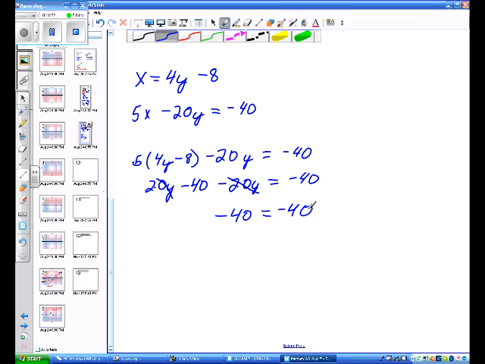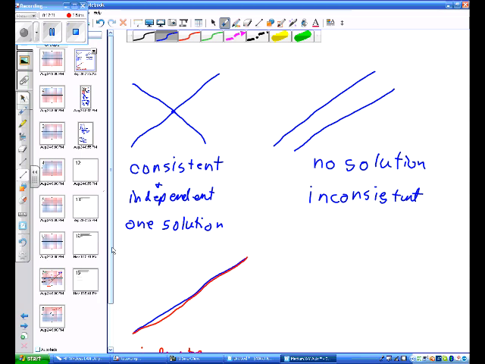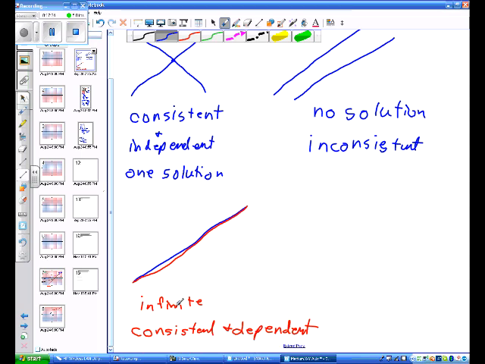Well, we're supposed to solve for a variable, and we don't have any variables. Our variables subtracted out here, and we were left with an equation with no variables, so we can't solve for it. Now, what we do is we look at this. This is a true statement. When it is a true statement, that means that you have an infinite number of solutions. This is the situation that we were looking at where the lines were right on top of each other. So we have an infinite number of solutions, and our system is consistent and dependent.